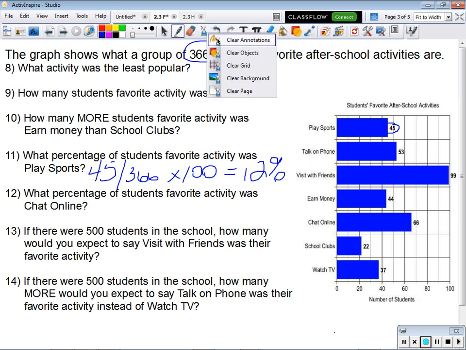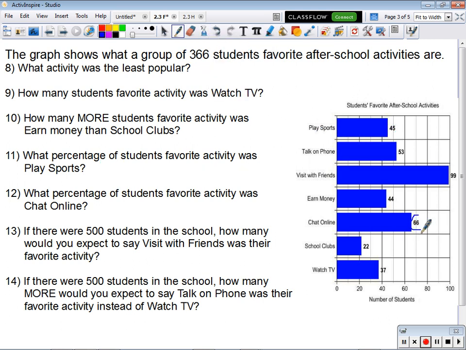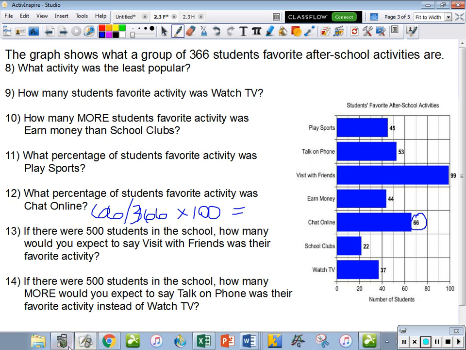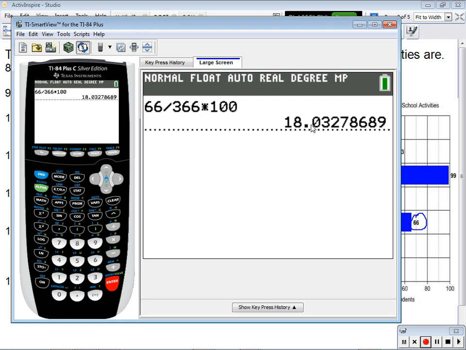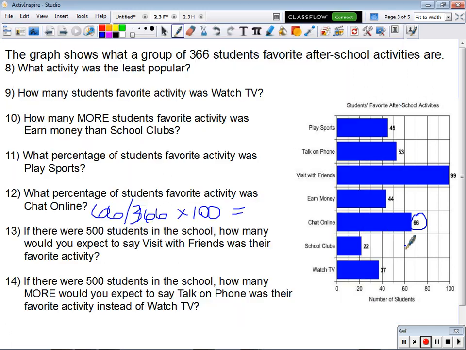So if you look at your bar graph over here, chat online, that was 66 students that said that was their favorite activity. So to convert that to a percent, I'm going to do 66 divided by 366 times 100. So I'm going to take my calculator again. So I got 66 divided by 366 times 100. And when I do that, once again, since this is 18.0, we'll just call this 18%. So that would be the answer for number 12.